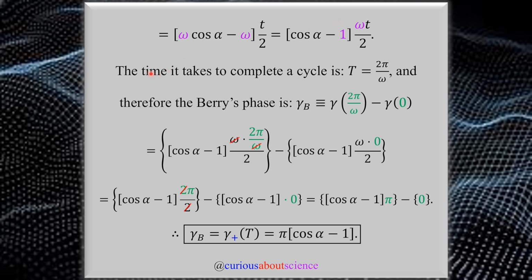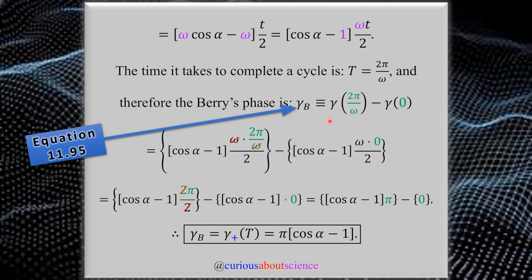And so what this tells us is that the time it takes to complete one cycle, capital T, so the period, is equal to 2 pi over omega. And therefore the Berry's phase from 11.95 is equal to the time it takes for a complete cycle minus the initial. Okay, so that's one complete cycle is what we're looking for. And so if we plug these values for t in, what we see is that the t up here gets a 2 pi over omega and a 0. So now we just have to simplify.